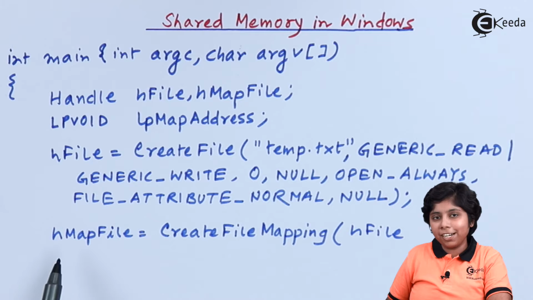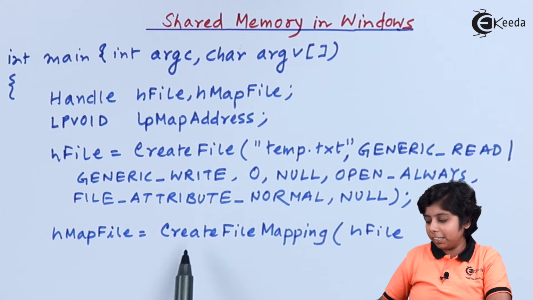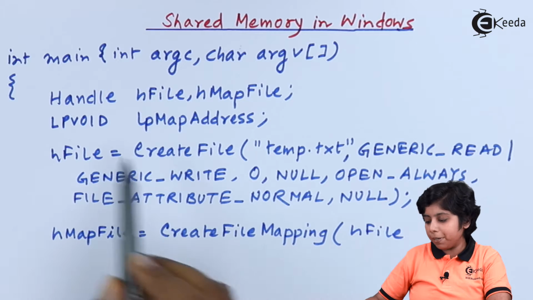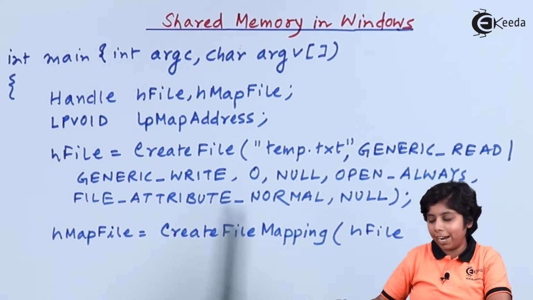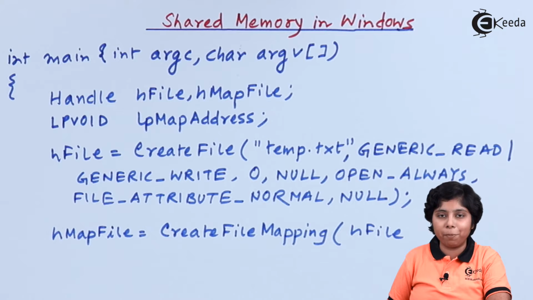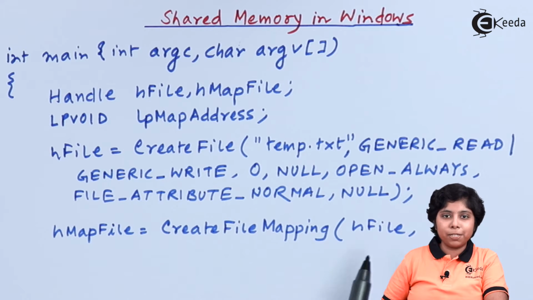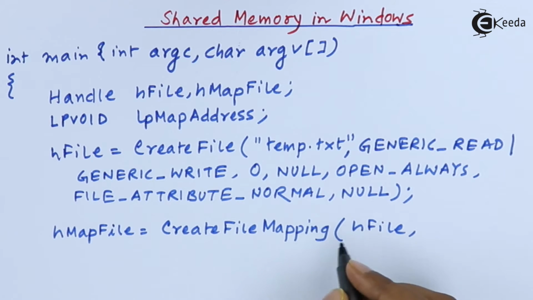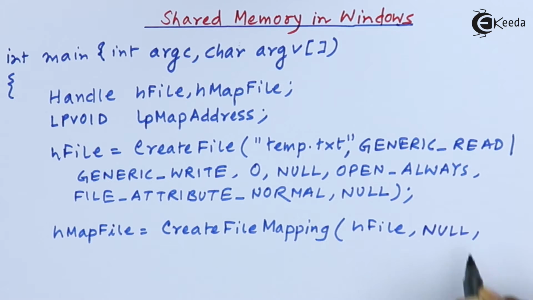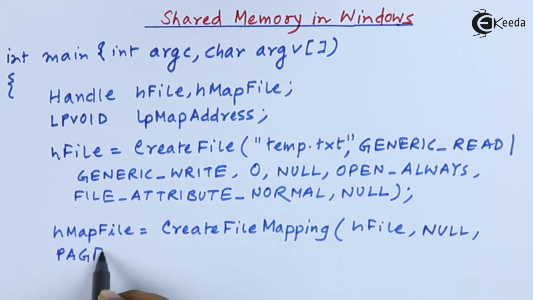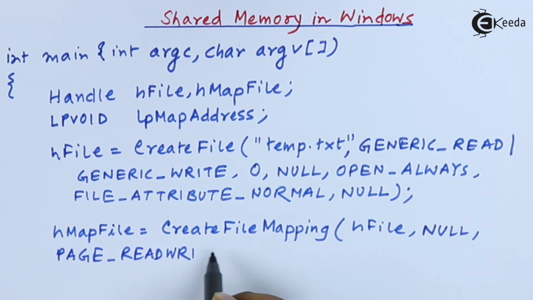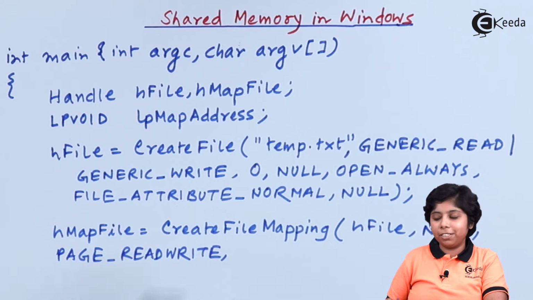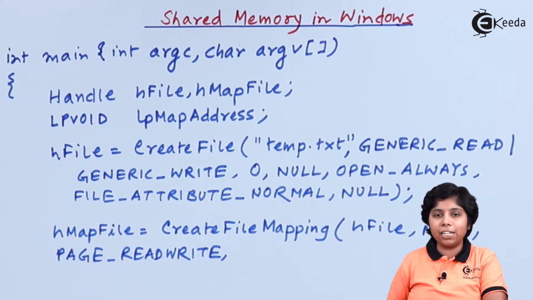Now we are creating another handle to this mapping of the file by calling the CreateFileMapping function. We are passing this created file, that is the hFile handle, as a parameter of this CreateFileMapping function. Now after the handle is passed, we will introduce the next parameters. The next two parameters are for the default security, that is NULL, and the read-write access to this mapping of the file portion, which is also given by the PAGE_READWRITE permission.